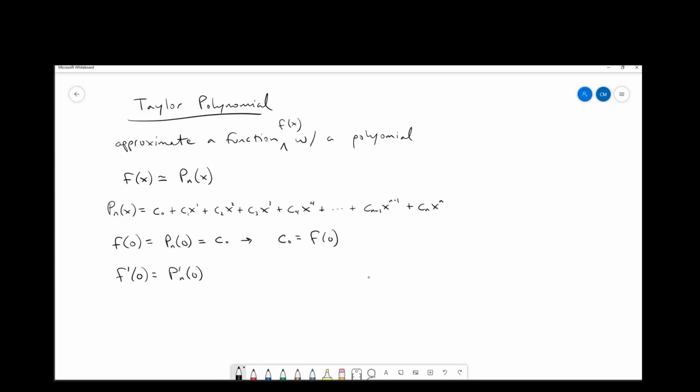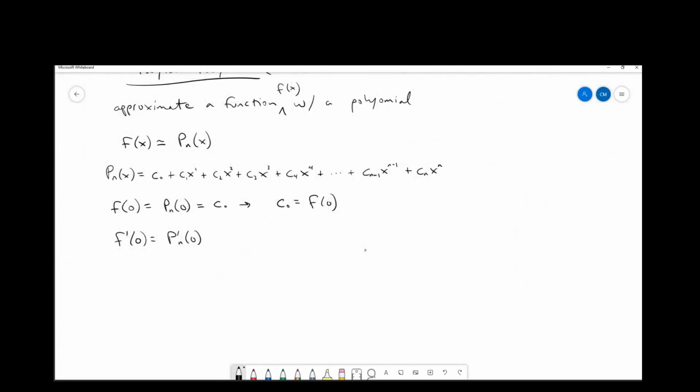So now to do that, I'm probably going to need to know what p prime of x is. So let's do that. What is p prime of x? Well, again, I'm looking at this function up here. What is its derivative? Well, the constant term is just going to go away, right? So I'll be left with c1 plus 2c2x plus 3c3x squared plus 4c4x to the third, and then this is just going to keep going. And then I'll have n minus 1 times c sub n minus 1, x to the n minus 2, and then plus n cn x to the n minus 1.